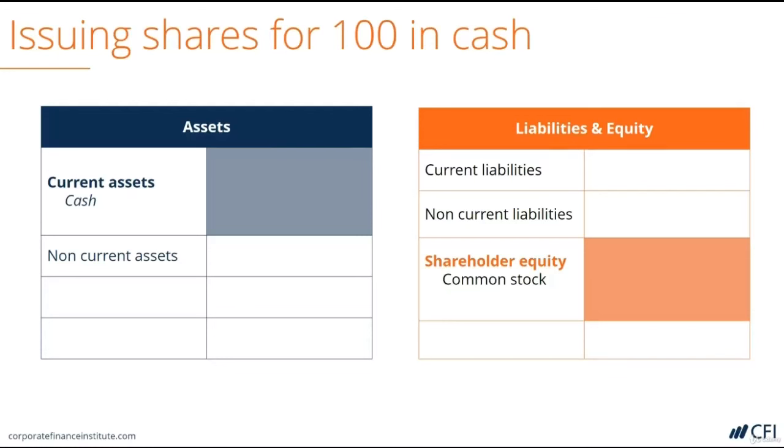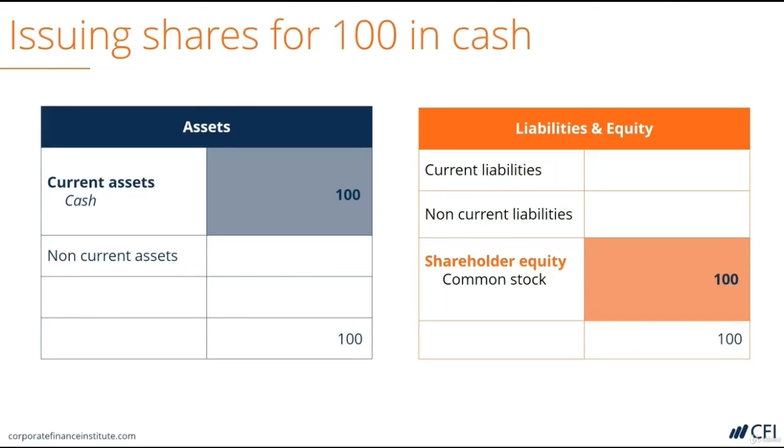The first thing that happens is the company's cash balance increases from 0 to 100. This is recorded under current assets. Now, we either have to record another transaction on the liability and equity side of the balance sheet, or a negative on the asset side of the balance sheet. In this case, we record 100 under common stock under shareholders' equity. This could also be referred to as share capital. Now, based on these two entries, the balance sheet balances, with total assets of 100 and total liabilities and equity of 100.